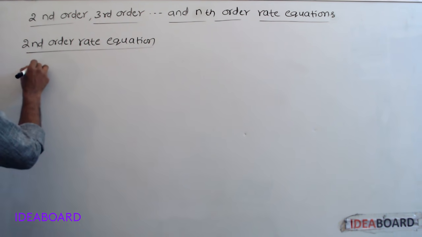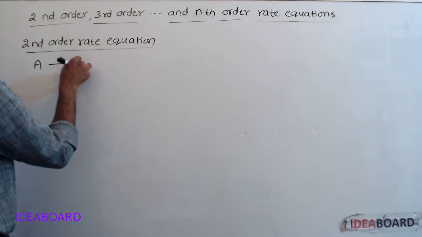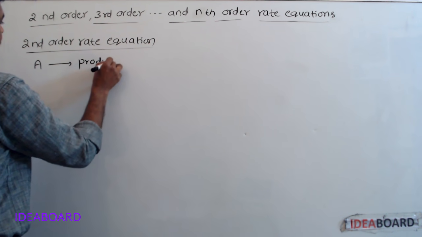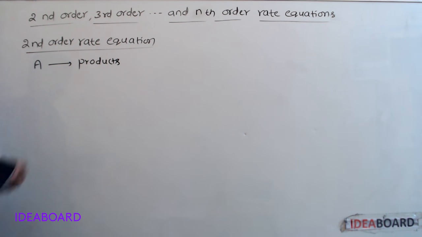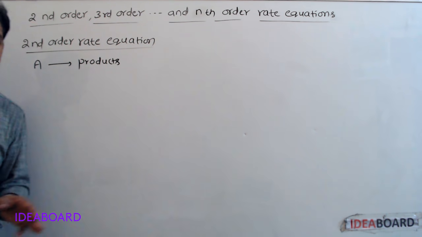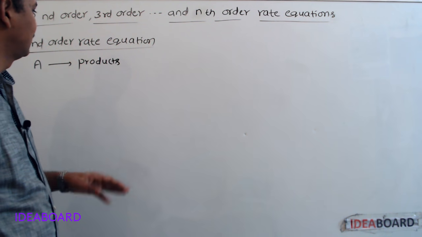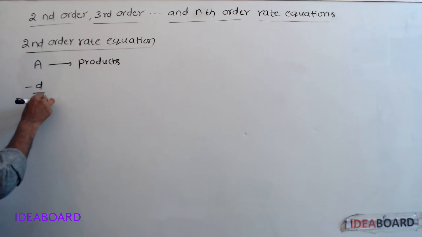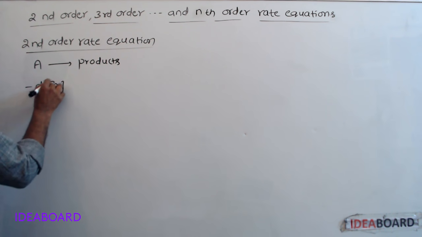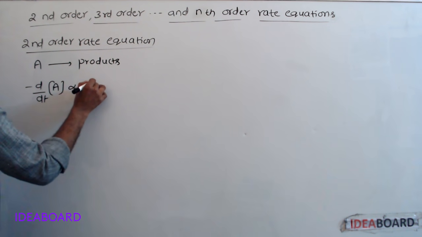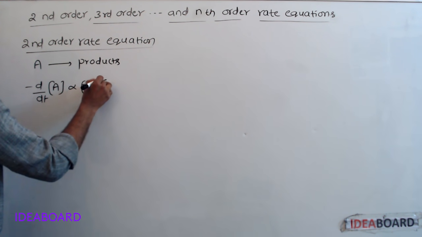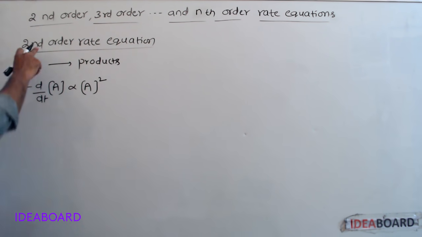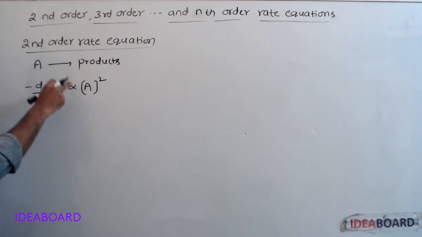I am taking one general equation. A gives rise to products. If this reaction follows second order kinetics, then the rate, minus d[A]/dt, is directly proportional to [A] square.